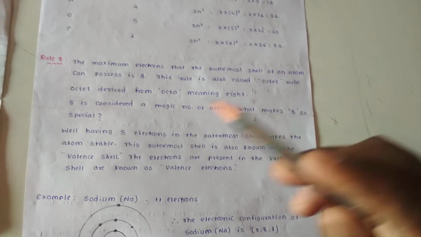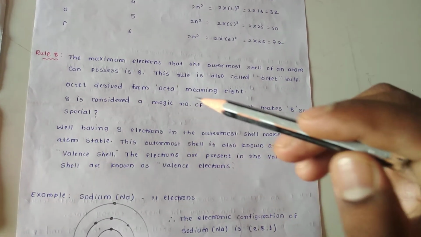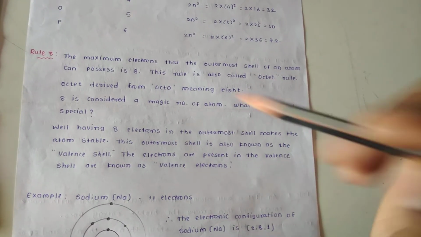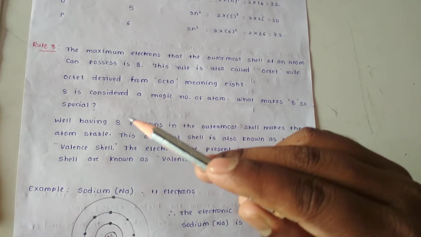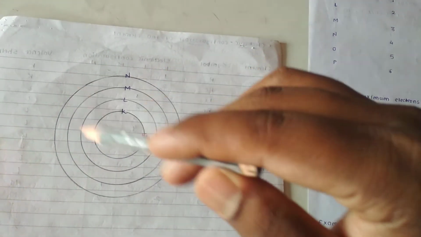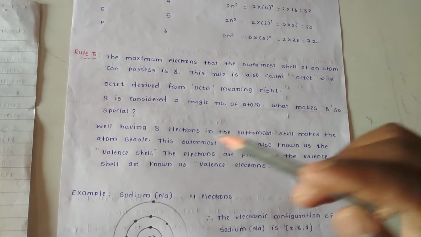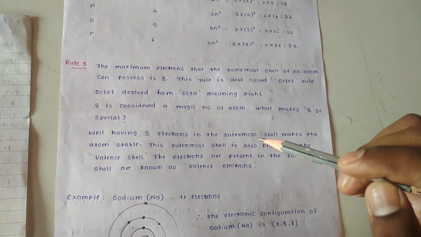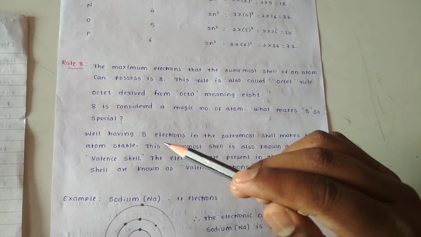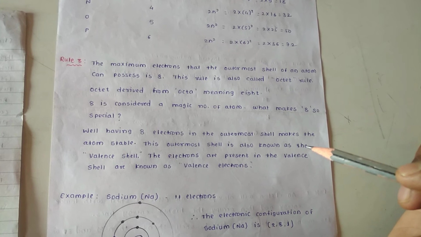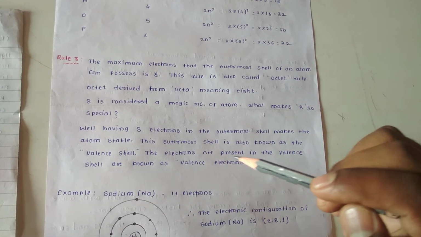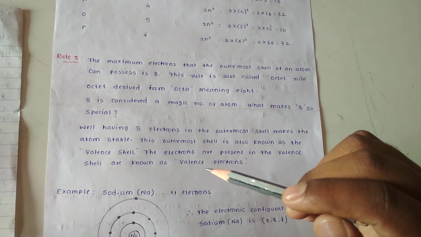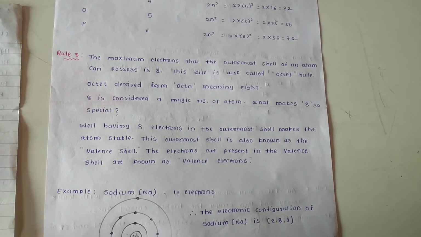What makes 8 so special? Well, having 8 electrons in the outermost shell makes the atom stable. If the outermost shell has 8 electrons, then the atom is stable. This outermost shell is also known as the valence shell. The electrons present in the valence shell are known as the valence electrons.